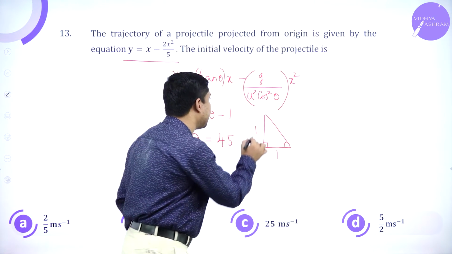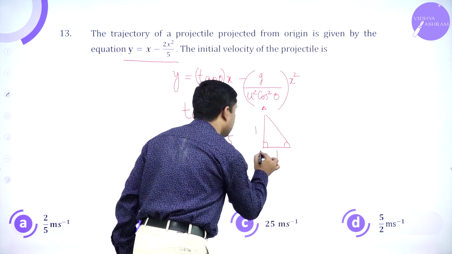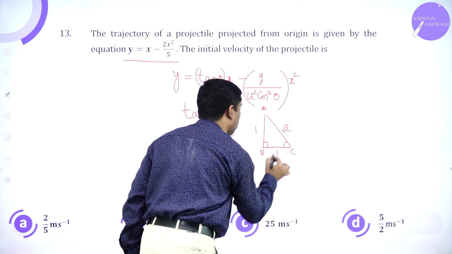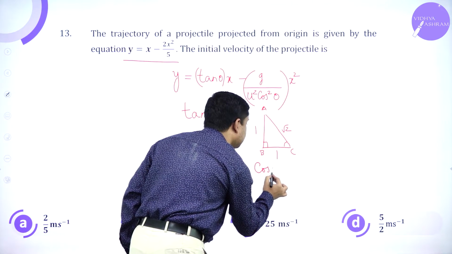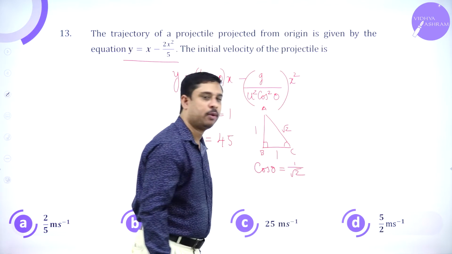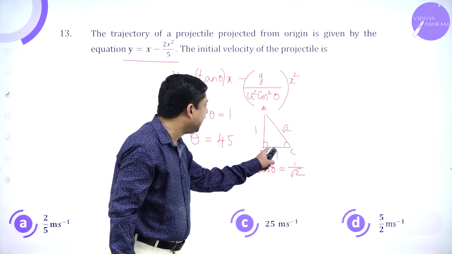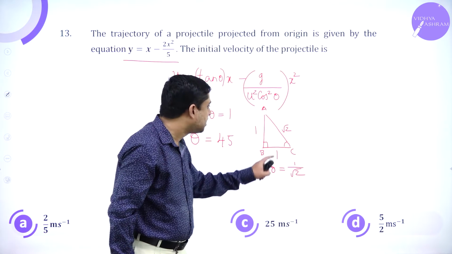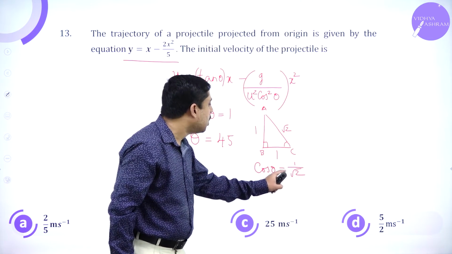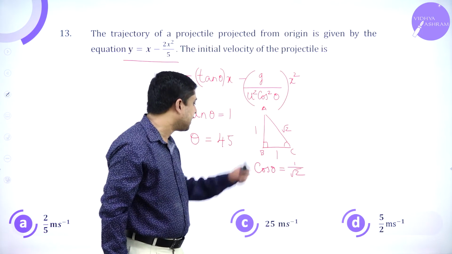If tan theta is 1, so this becomes root 2. So cos theta will be 1 by root 2. So tan theta is 1. Cos is adjacent side by hypotenuse, 1 by root 2.